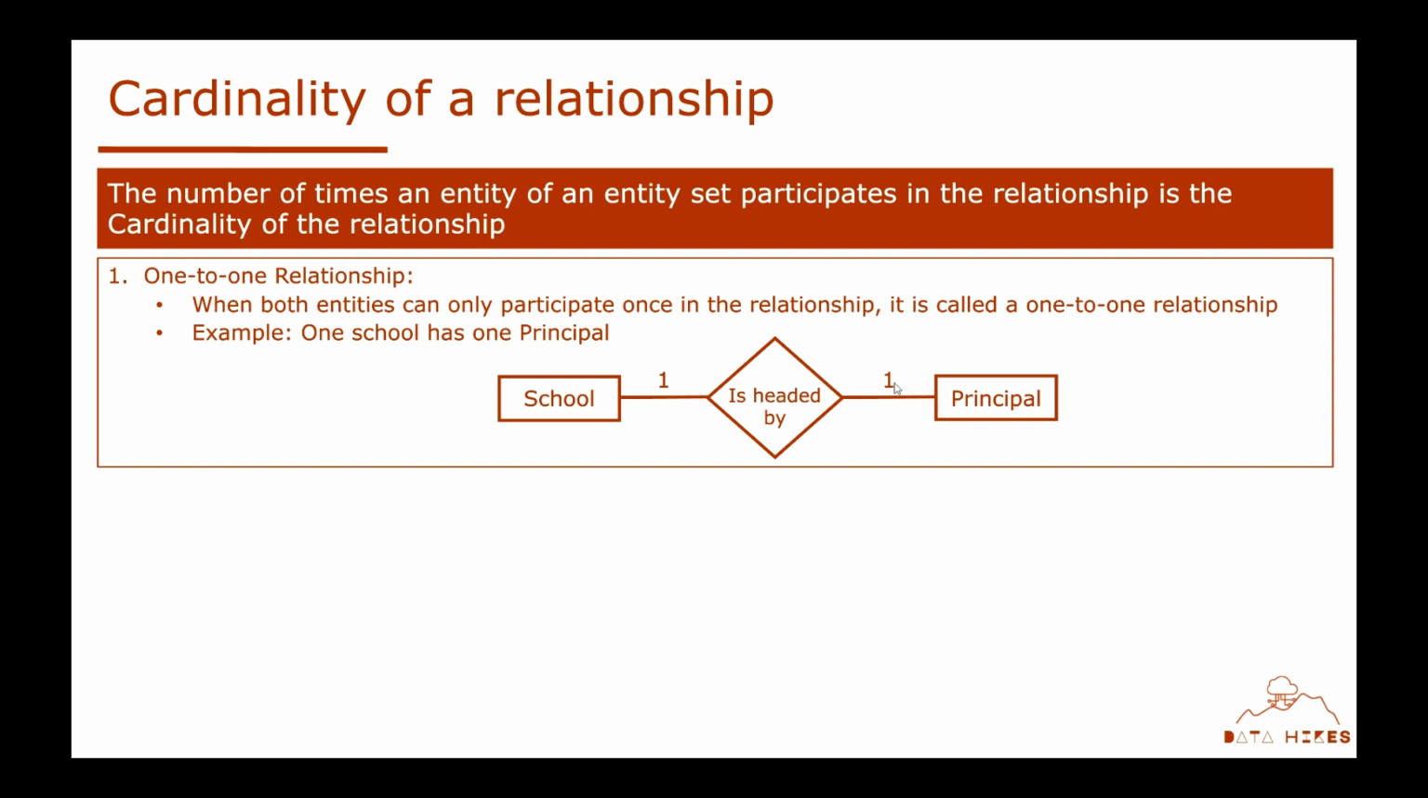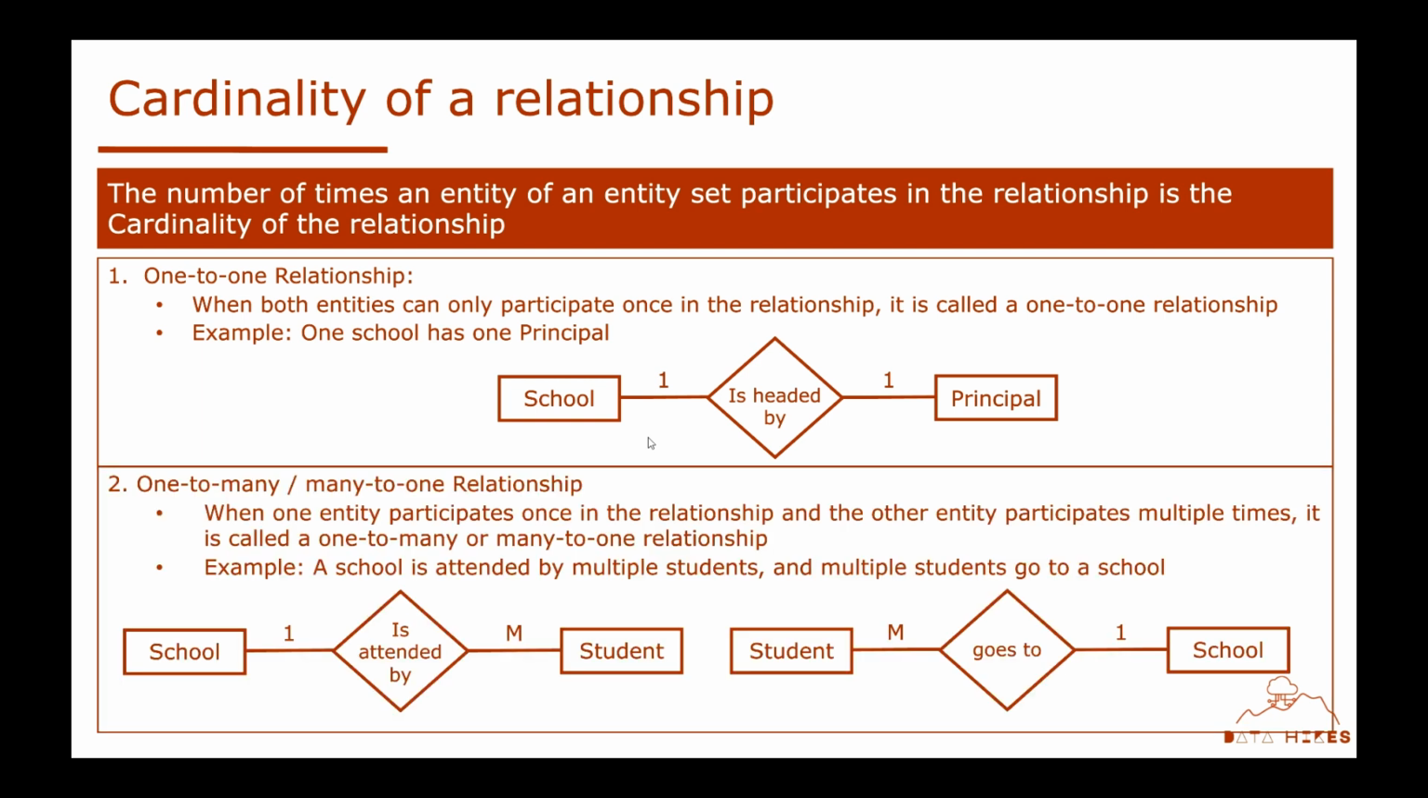That doesn't make sense. Can we say the other way around? Can we say multiple schools are headed by one principal? That doesn't make sense either. Hence, since only one school can have only one principal, this is a one-to-one relationship.